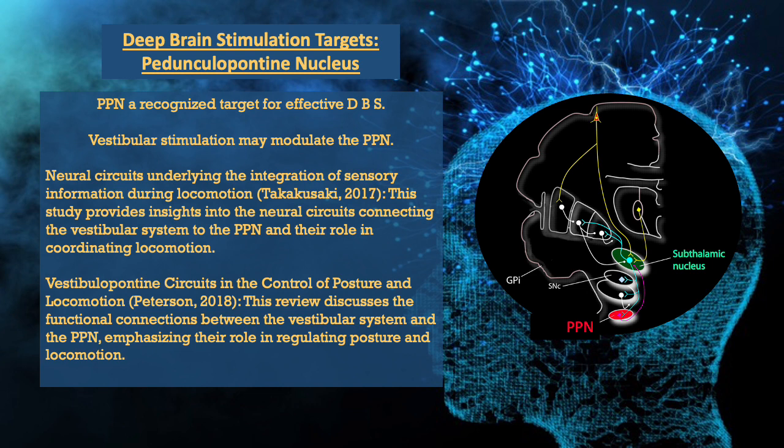In contrast, Peterson's 2018 review paper, Vestibular-Pontine Circuits and the Control of Posture and Locomotion, explores the anatomical and functional connections between these systems, emphasizing their importance in regulating posture during movement. The review also discusses how disruptions in these circuits can lead to disturbances and balance problems. By revealing the complex connections between the vestibular system and the pedunculopontine nucleus, these papers open doors for further research and potential treatments for individuals with gait and balance issues.